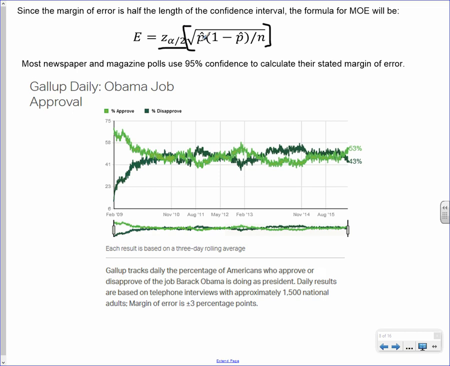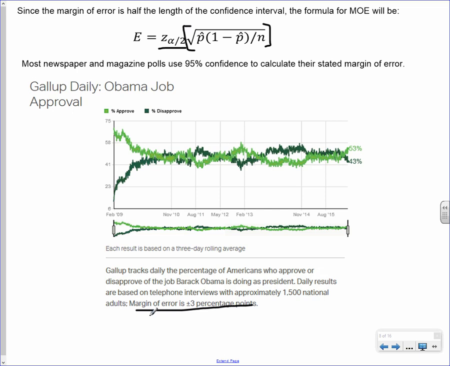Now if we go back and look at chapter 8, when we were doing those problems and calculating probabilities or whatever, normal probabilities, we were given the true P. So we were able to use the true P in that case. So if you have the true P, you can use it, okay? If you don't, then you use P hat as an estimate of the true P. All right. Now, most newspapers and magazine polls use 95% confidence, so they're using that 1.96 times whatever this is to get their stated margin of error. This was just an example here.